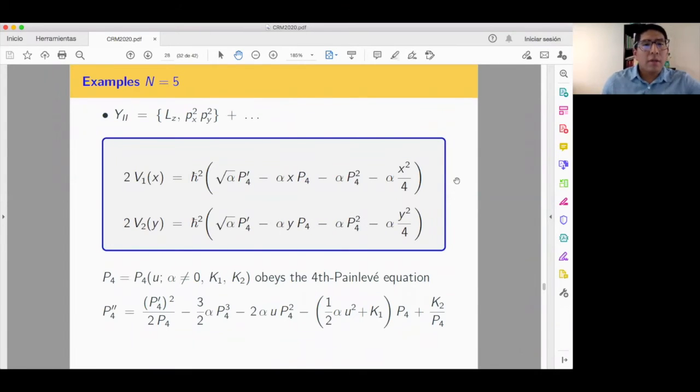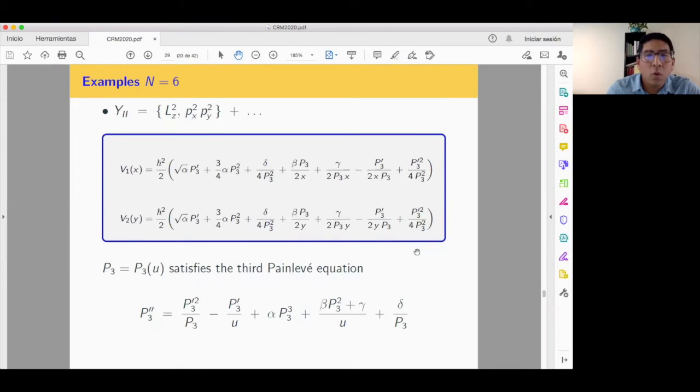Also for n equals 5, there is another superintegrable system in which the leading term of the integral is presented here. Unlike the previous case, now we were able to solve the nonlinear equation, so the x and the y parts can be written in terms of the fourth Painlevé transcendent. So this is the form. Now we can see the presence of this x squared and y squared will help us to have confining potentials and then to study the discrete spectrum.